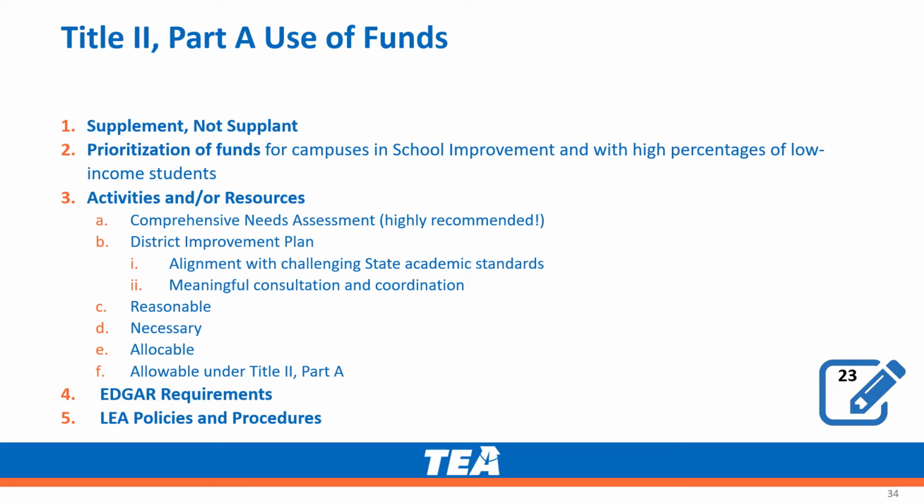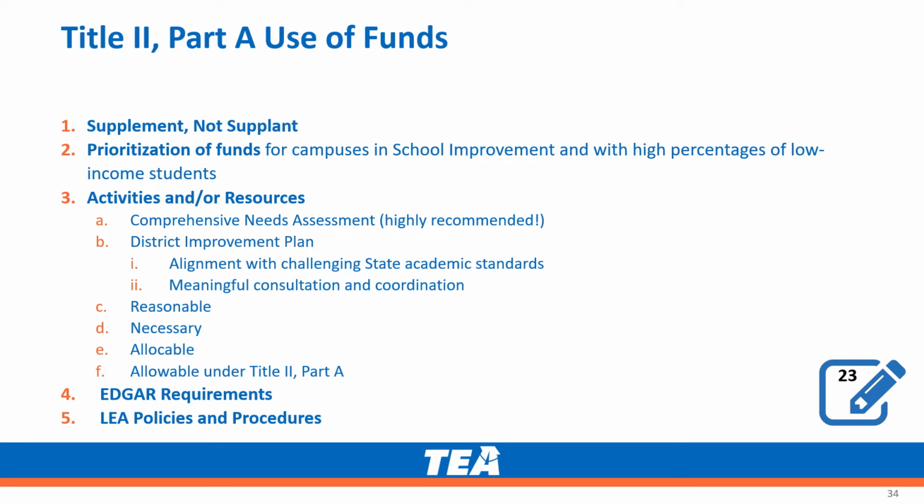When the LEA is deciding how to use its Title II Part A funds, the LEA must ensure that the activities are supplemental. The LEA has prioritized the use of Title II Part A funds for campuses that are in school improvement and for campuses that have high percentages of low-income students. It is highly recommended that the LEA consider the recruitment, retention, and professional development needs that have been identified through its comprehensive needs assessment processes.